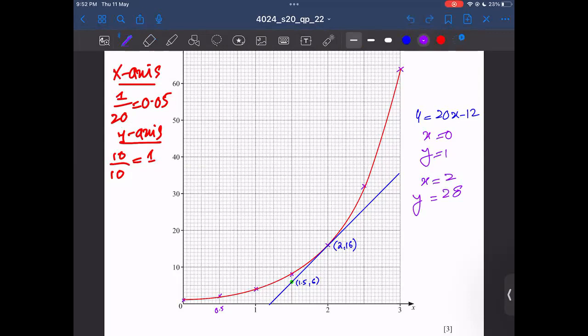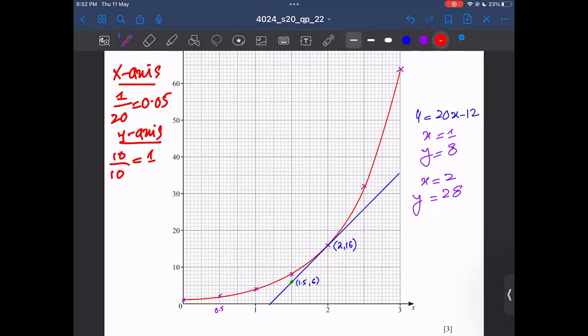Sorry, it is minus 12. So we cannot plot the minus 12 here. Y value minus 12 is not acceptable here. So let's have another value when x value is 1. X value is 1. You have 20 into 1 minus 12. 20 minus 12 is going to be 8. So this is the point (1, 8).